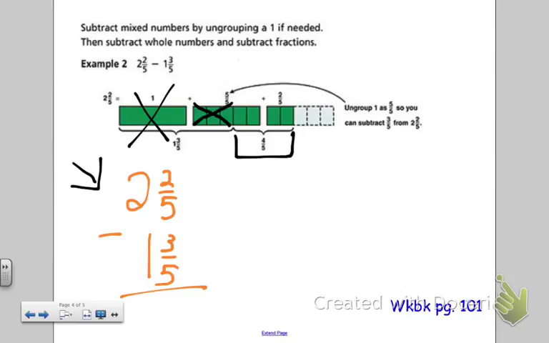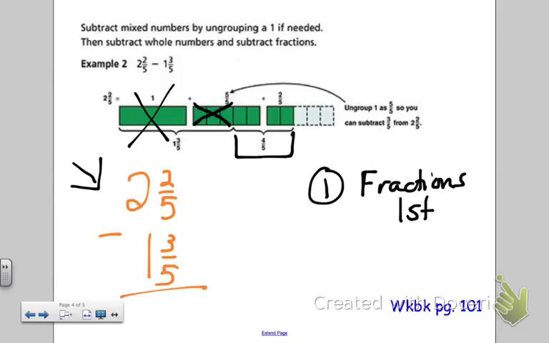Take a look at how I set it up down here. Notice again I have it set up vertically. 1 fraction on top, 1 fraction on the bottom. Or, well, in this case, 1 mixed number on the top and 1 mixed number on the bottom. First I'm going to look at fractions first. Remember, fractions must be subtracted first. I have 2/5 minus 3/5. That's tricky. How do I take 3/5 from 2/5? How do I take 3 from 2?